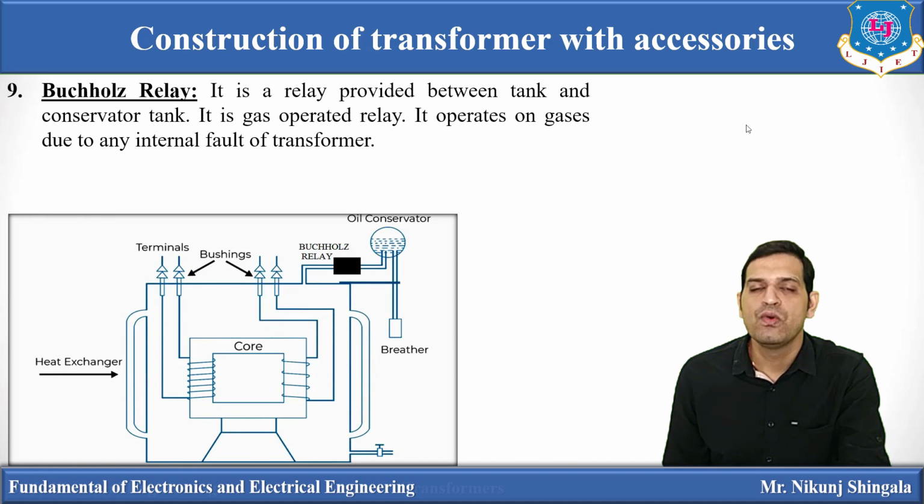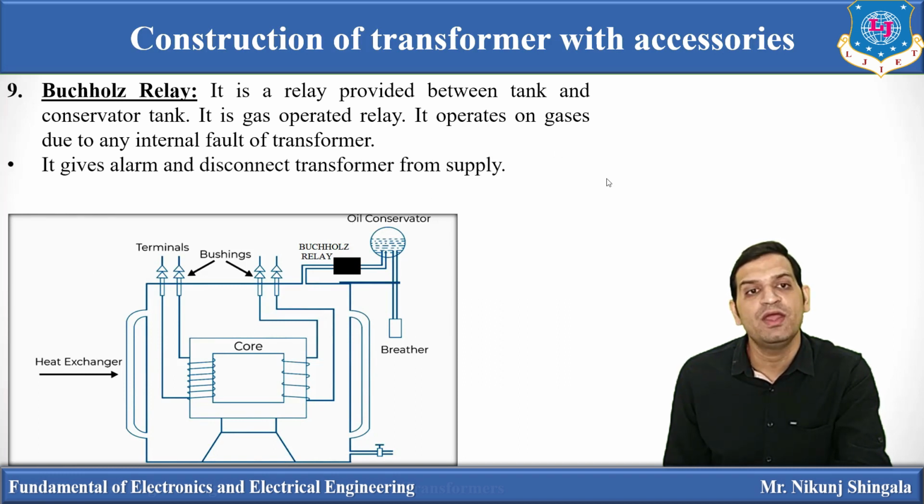Next one is the Buchholz relay. Here you can see one relay between the oil conservator tank and the main tank. It is basically to protect the tank from internal faults. It is a gas operated relay. It operates on the gases produced due to any internal fault of the transformer. If any internal fault is there in the transformer, then the oil gets burned out, and because of that gases are produced. So it is a gas actuated relay or gas operated relay.